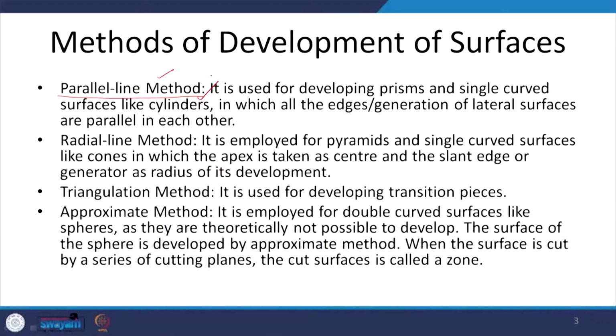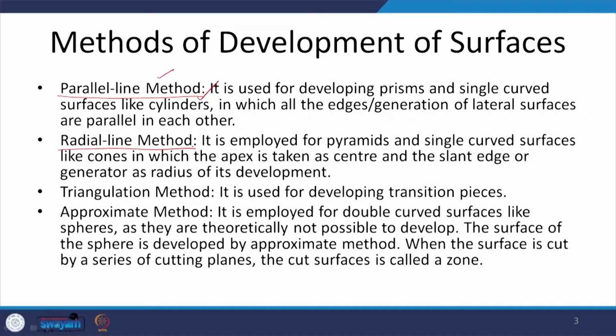That is the parallel line method. So all prisms and single curved surfaces like a cylinder, which is not converging in a point, will be generated by this parallel line method, just as I have shown. The other is the radial line method, where the solid is converging in the apex.